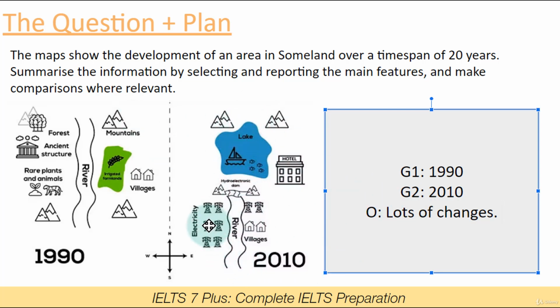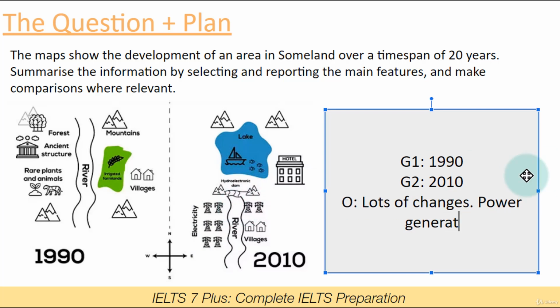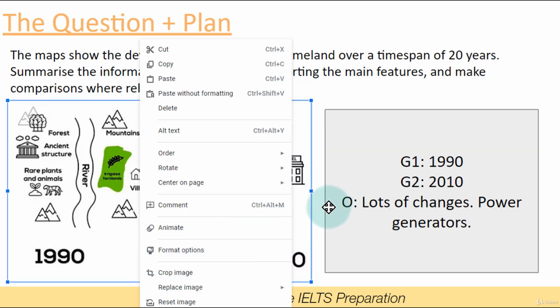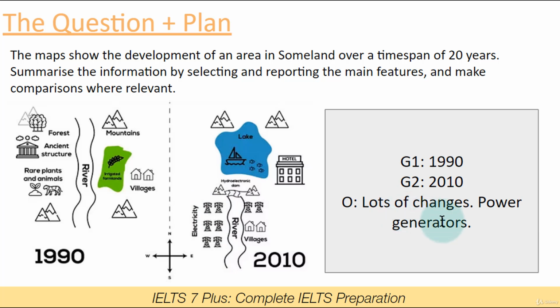But I'm also thinking that there's quite a lot of electricity and power generators added. So I'm going to say that one of the biggest changes was adding power generating systems. I'm not going into too much detail, I'm just giving a general idea of what happened in the map. So group 1, detail paragraph 1, 1990.